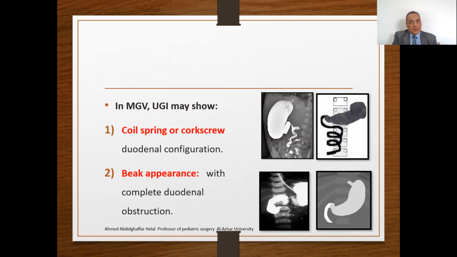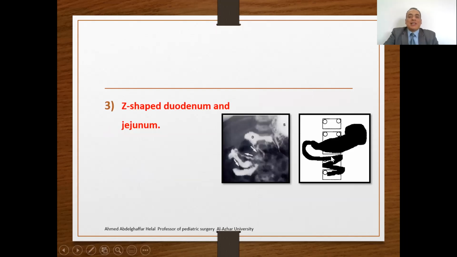However, in midgut volvulus, the upper gastrointestinal contrast study plays an important role. It may show the coil spring or corkscrew appearance of the duodenum, which is diagnostic of midgut volvulus, like these pictures, this X-ray and this diagram. Or it may show a bird beak appearance with complete obstruction of the duodenum, indicating that there may be midgut volvulus. Or it may show a Z-shaped duodenum and jejunum, like this presentation.